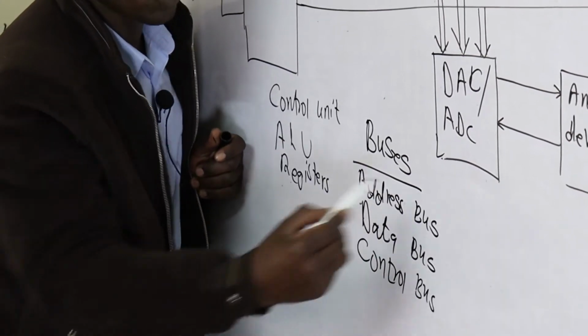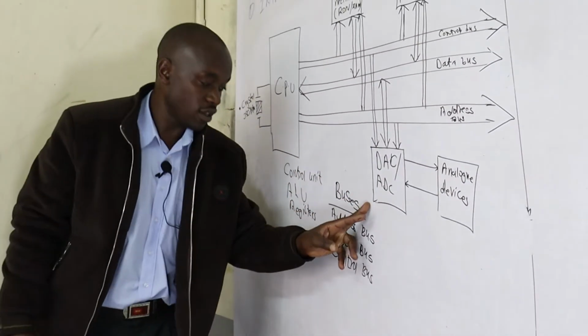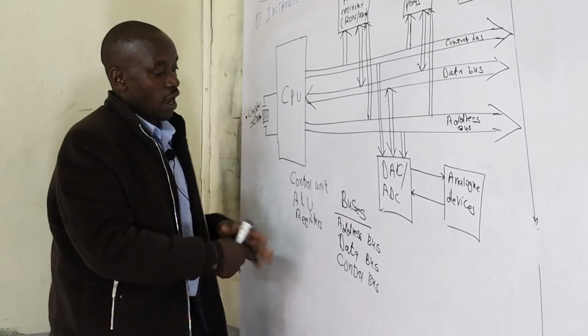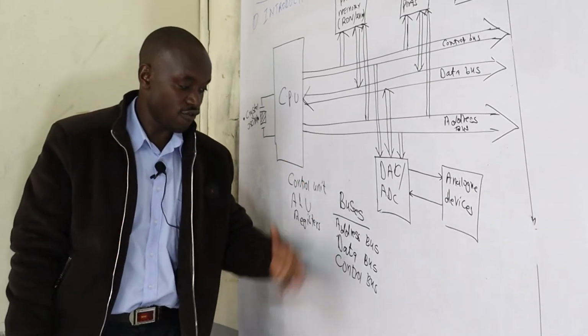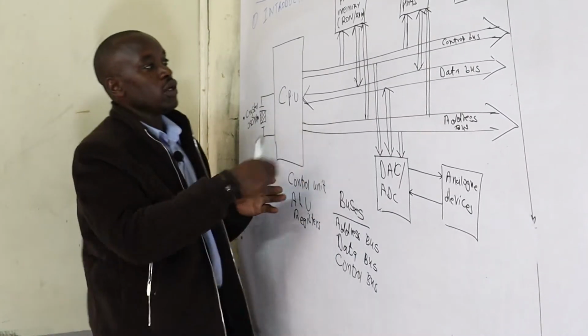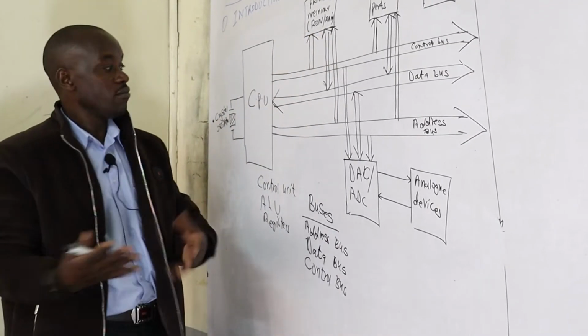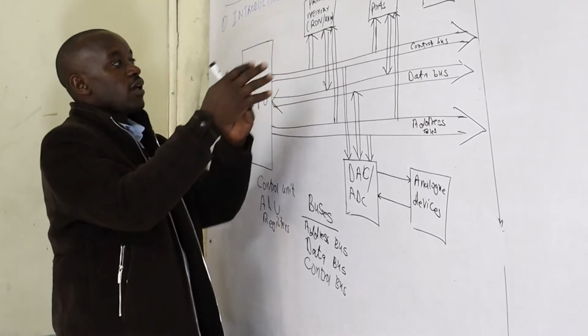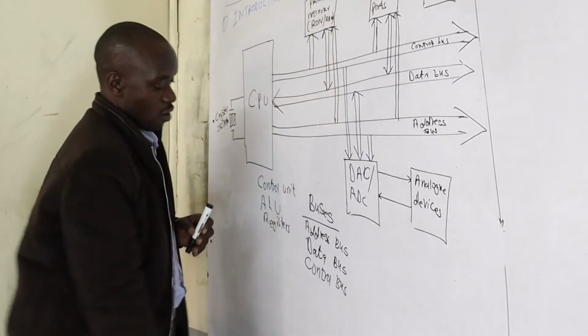So let us describe what each will do. In general terms, when they say buses, they are used to transfer signals, control signals, or data to and from. Buses interconnect, or are like the interface between the CPU and other blocks like memory and I/O devices.